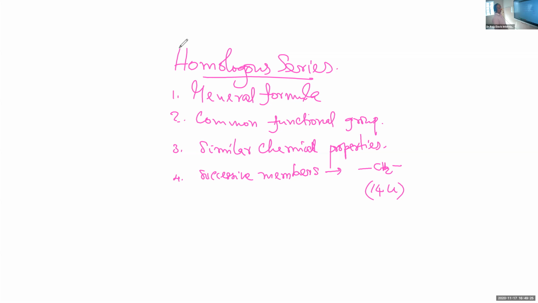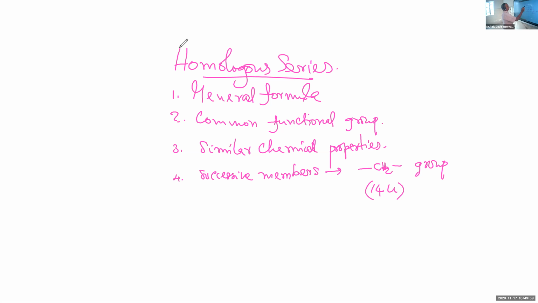So a homologous series means a series of compounds with the general formula, same functional group, similar chemical properties, and the successive members differ in a CH2 group, or the mass difference will be 14 u. 14 u corresponds to CH2. That is the mass of a CH2. Such a series of compounds is called a homologous series.